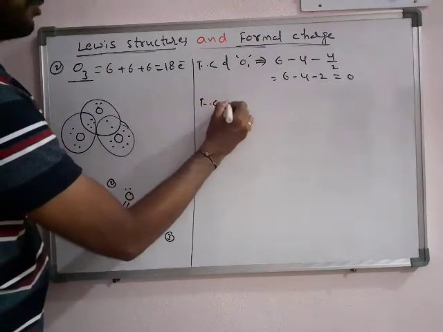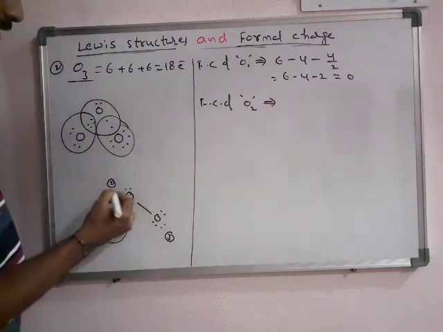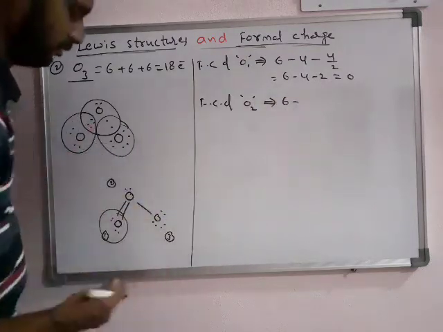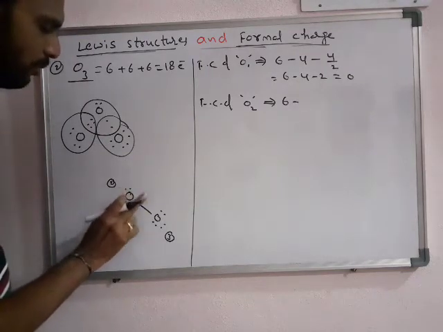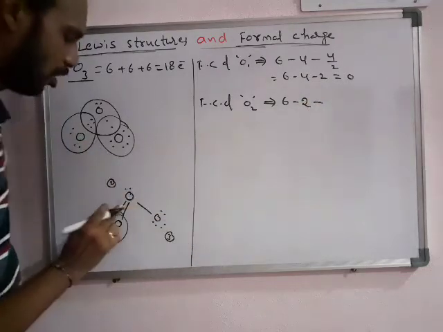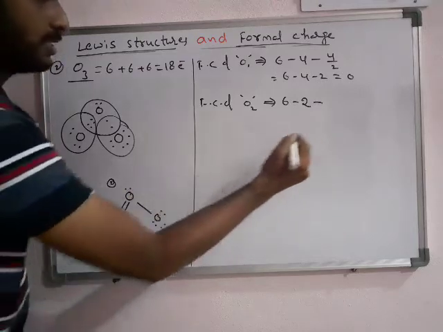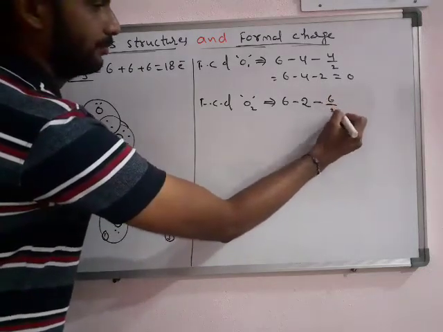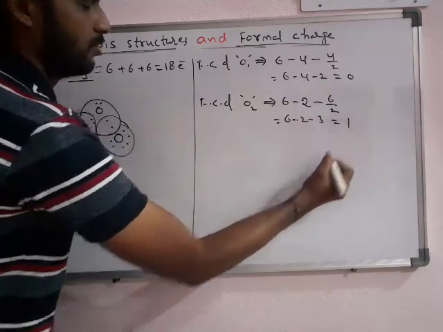Next is the calculation of the formal charge of the second oxygen. Second oxygen: 6 valence electrons. How many lone pair electrons? 2. And how many bond pairs? 3 bonds means there are a total of 6 electrons. That is equal to 1.